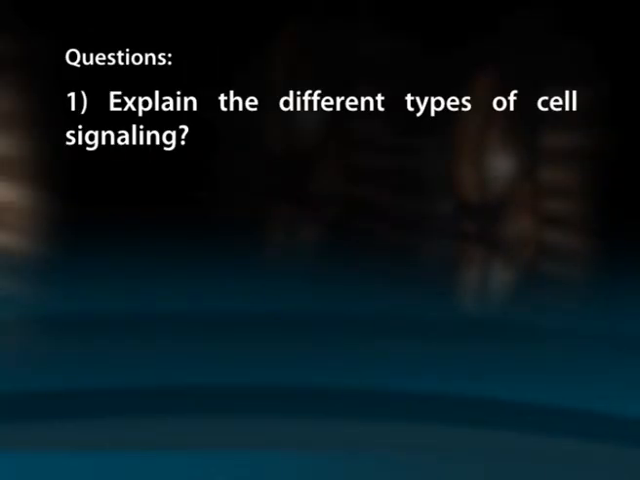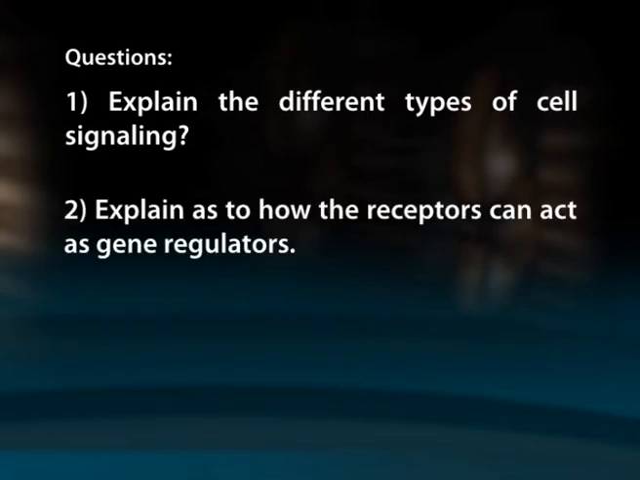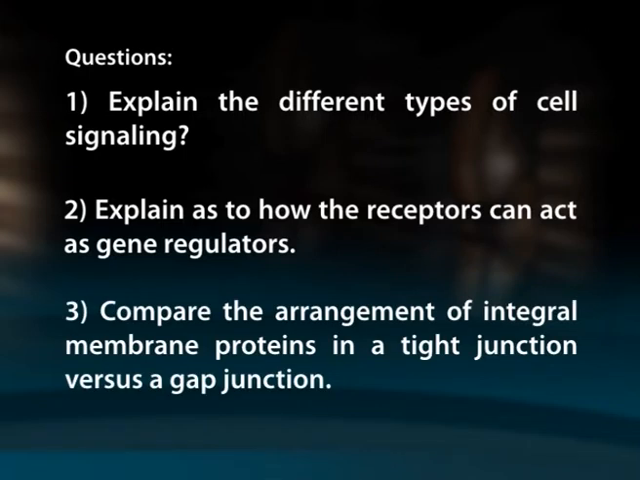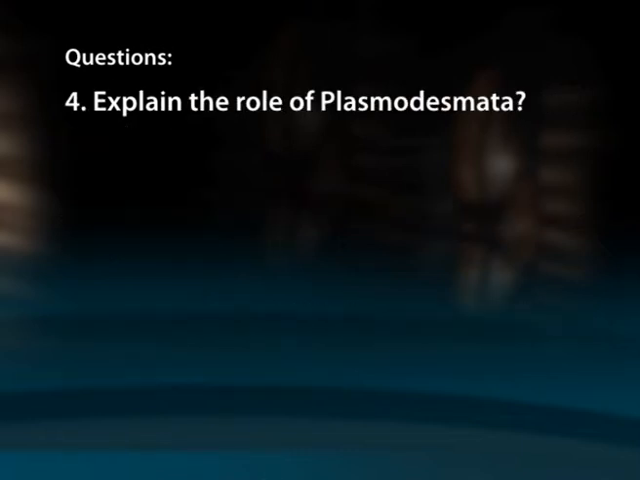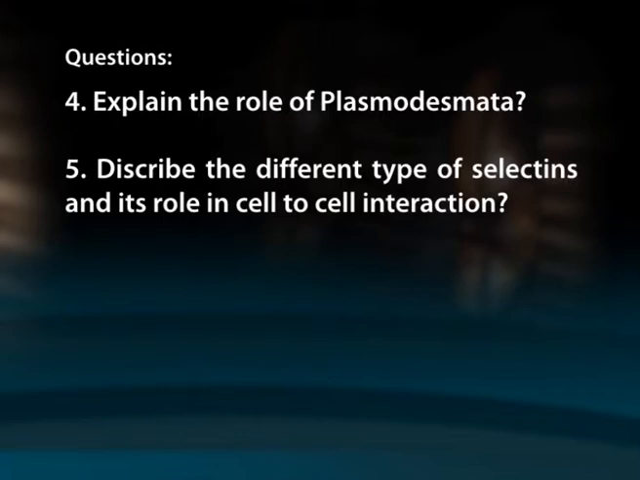Here are a few questions for you to work out. 1. Explain the different types of cell signaling. 2. Explain how the receptors can act as gene regulators. 3. Compare the arrangement of integral membrane proteins in a tight junction versus a gap junction. 4. Explain the role of plasmodesmata. 5. Describe the different types of selectins and their role in cell-to-cell interaction.